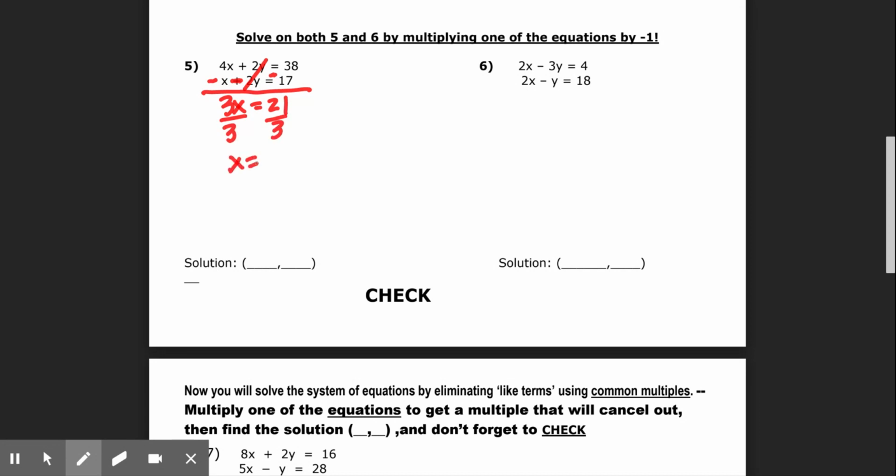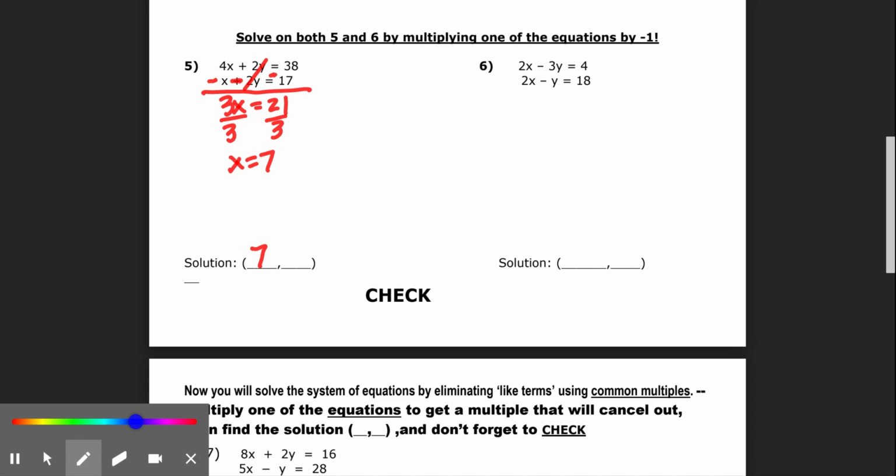So x is equal to 7. So I'm going to put a 7 right here. And then we're going to plug 7 in place of one of the equations. Now, when you get to this point, I never use the equation that I changed because that's where some mistakes might occur. Like you might use that negative x and then you may use a positive 2y and then a positive 17 and forget about the negative.